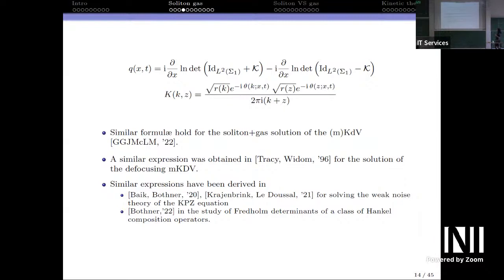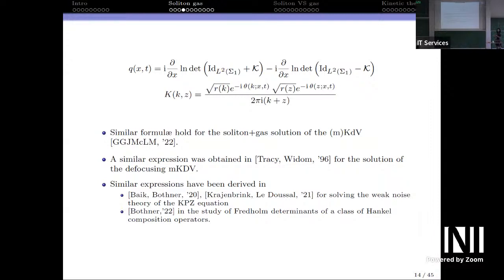For the case of the defocusing mKdV, a formula like that was already known. It was derived by Tracy and Widom in '96. It looks very, very similar. Also, the expression of the integral operator and the kernel looks exactly like this, pretty much. I think there is a k minus that. That's the only difference. And expressions like this with Fredholm determinants are also very popular nowadays. You can see I'm mentioning some papers from 2020, 2021, 2022. They arose when solving the KPZ equation, like the lower tail of KPZ equations, or in the study of Fredholm determinants of a certain class of Hankel composition operators. So there is a lot of interest in this type of formulations, in this type of Fredholm determinants.